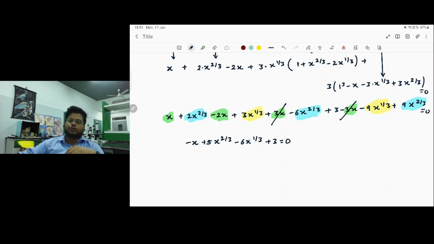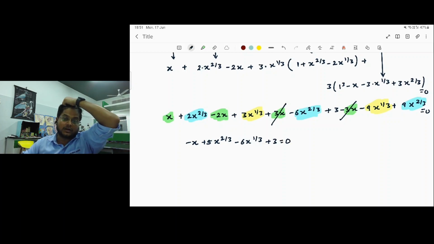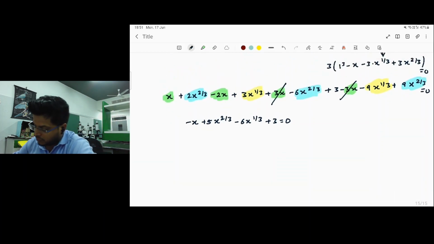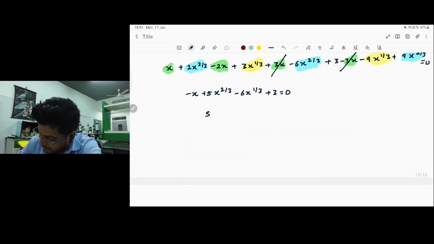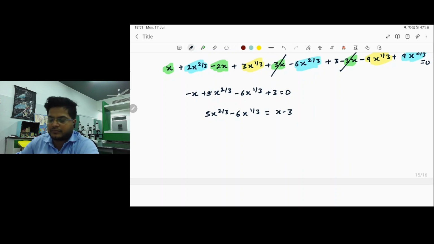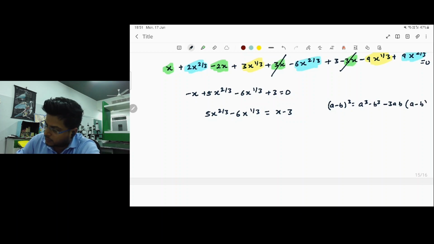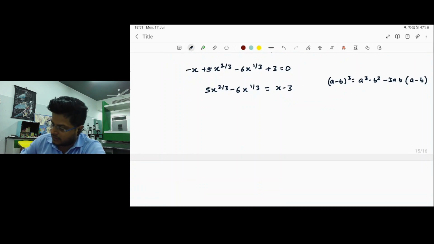See, ultimately it is going to be a cubic equation, isn't it? It means what? We have to get rid of just cube roots. So what shall we do? These guys we can send on the right side. So we will be reaching a situation like 5x to the power 2 by 3 minus 6x to the power 1 by 3 equals x minus 3, right? Now let's cube both the sides. So one formula I want to remind, that a minus b whole cube can be written as a cube minus b cube minus 3ab into a minus b. This formula you would have learned in your 9th and 10th somewhere. So I'm going to use this.